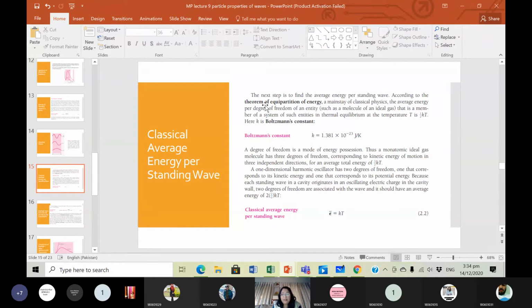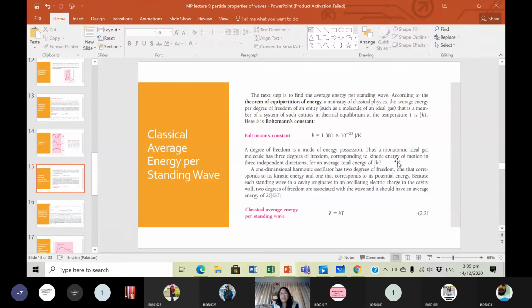So what do we mean by the theorem of equipartition of energy? It says that the average energy per degree of freedom. Now we have to define what we mean by a degree of freedom of an entity, such as a molecule of an ideal gas, for example. What do we mean by a degree of freedom? So let's see what that is, and then we'll come back to this one. So for example, if you have a monatomic, what do you mean by monatomic? Ideal gas is one that has one molecule that consists of one atom only.